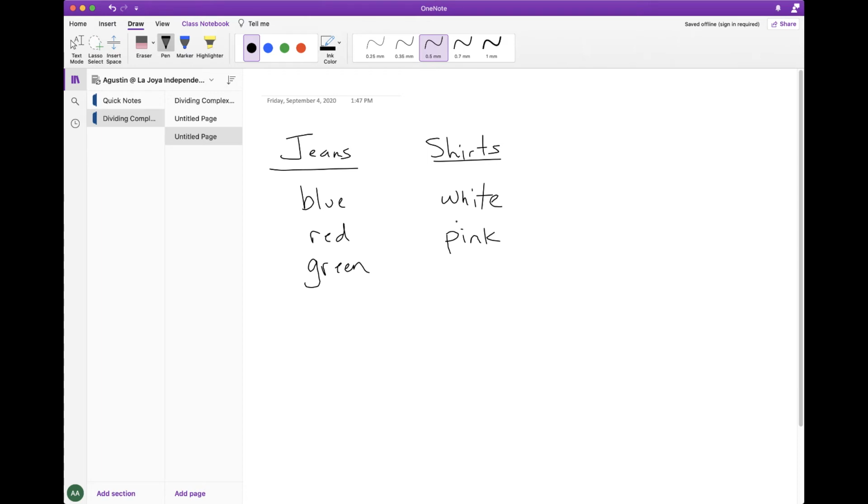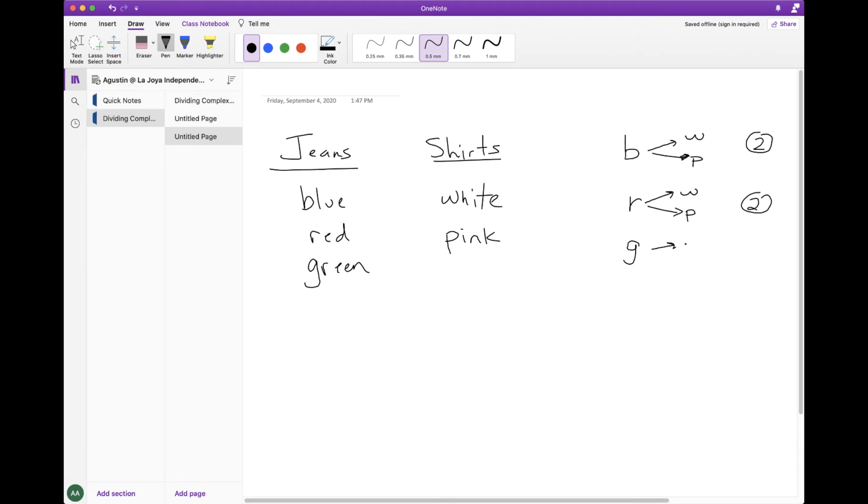All right. So we start off with the blue. So blue, then I can either wear a white shirt or a pink shirt, right? So right there, there's two combinations. Or I can wear my red pants with a white shirt or a pink shirt. That's another 2 combinations. Or I can wear my green pants and again white or pink. That's another 2 combinations. So in total, I have 6 combinations.